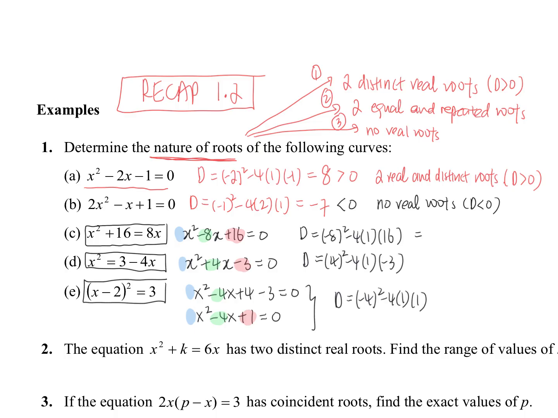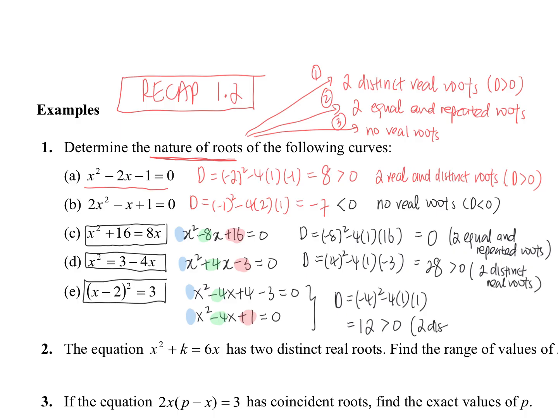64 minus 64, this one nothing. 28, I may calculate wrongly. So this one is equal to 0. So you can say two equal and repeated roots. This one is positive, 2 distinct real roots. And then this one is positive, 2 distinct real roots as well.